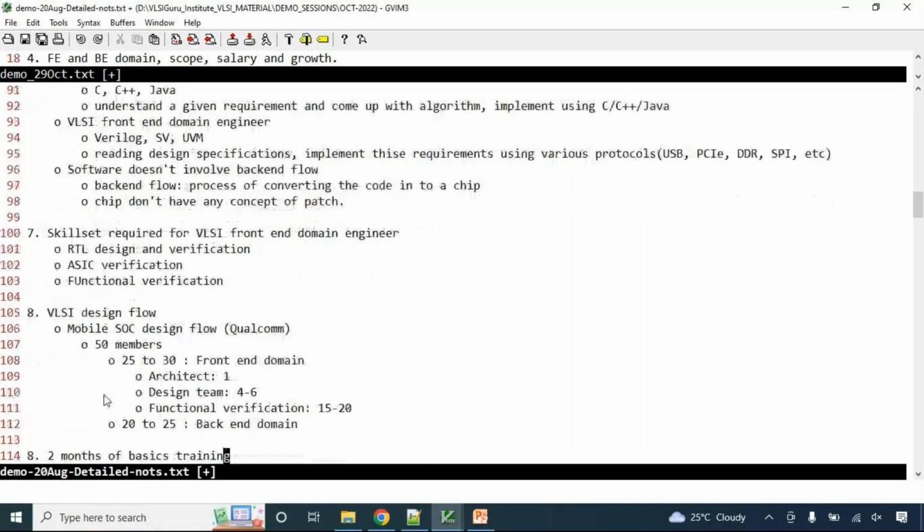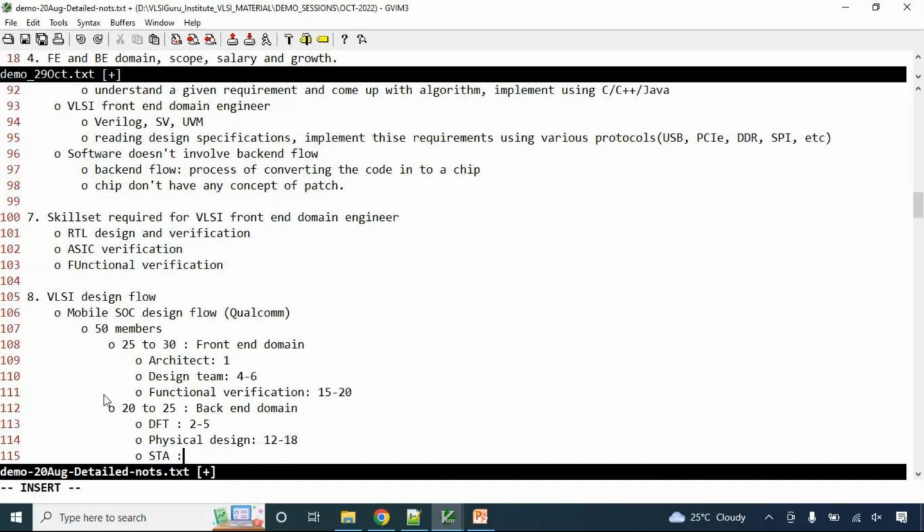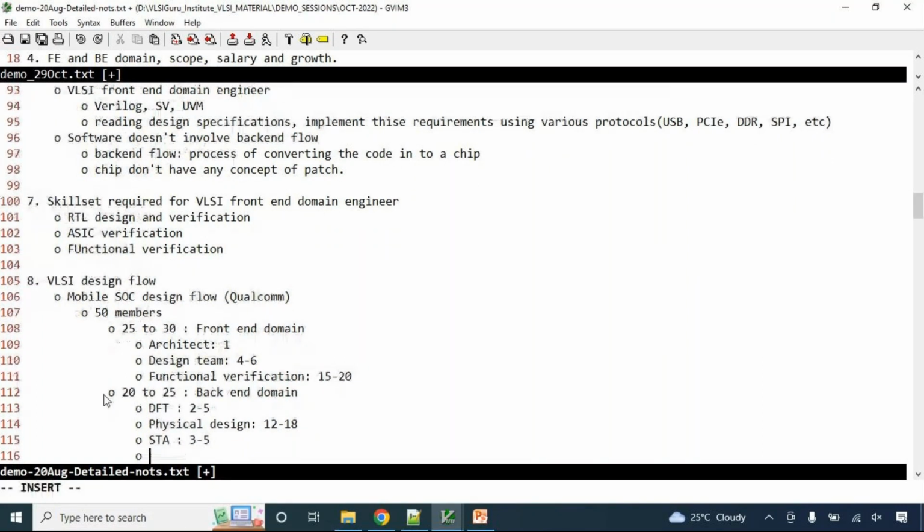Okay. If you go to backend domain and DFT, for our convenience, I'll place in backend only. DFT may have 2 to 5 people. Then we have physical design. We'll have at least around 10 to 15 people. It will be 12 to 18. And the layout STA will have maybe around 3 to 5 people. Layout maybe around 3 to 5 people. I think numbers don't add up, so then I have to reduce it around 10 to 15.